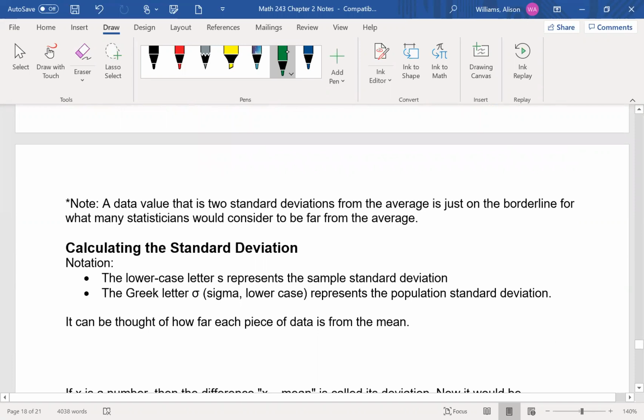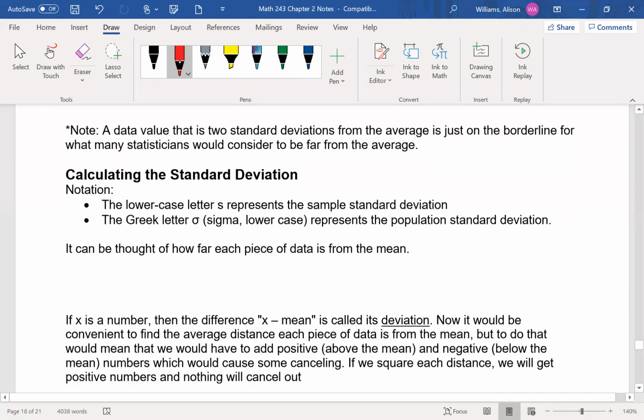Just like a mean, standard deviation has two representations. When we're talking about a sample, we're going to use s to represent the standard deviation. And when we're talking about a population, we're going to use lowercase sigma, which is like a circle with a tail on top. That represents the population standard deviation. Okay, so we're going to kind of derive this formula in steps.